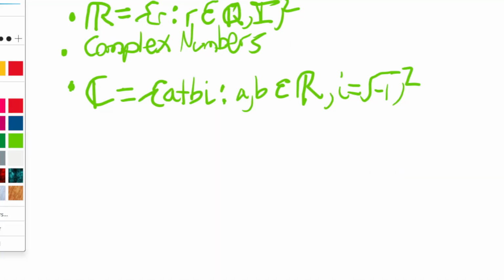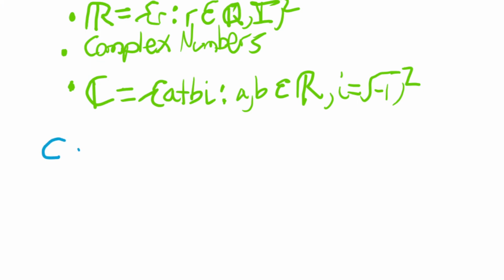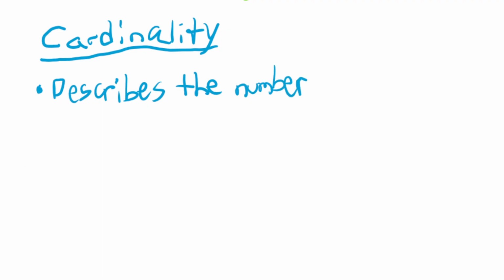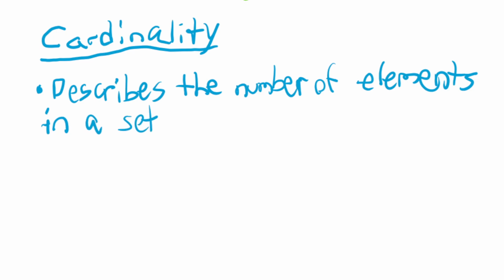Now we will move on to a property of sets, and we'll change colors here since we're looking at some different topics. So now we will look at cardinality. So cardinality describes the number of elements in a set.